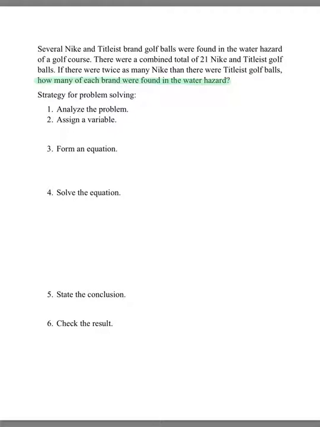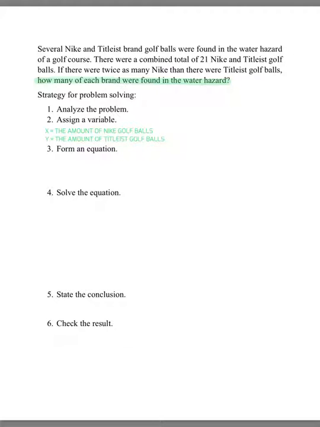So there's two brands to keep in mind, Nike and Titleist, and we want to know the number of each that were found in the water hazard. So we're going to have two variables. We'll go ahead and use X and Y. So X is going to equal the amount of Nike golf balls, and Y is going to represent the amount of Titleist golf balls. Again, it's basically the question reworded in the form of a statement.